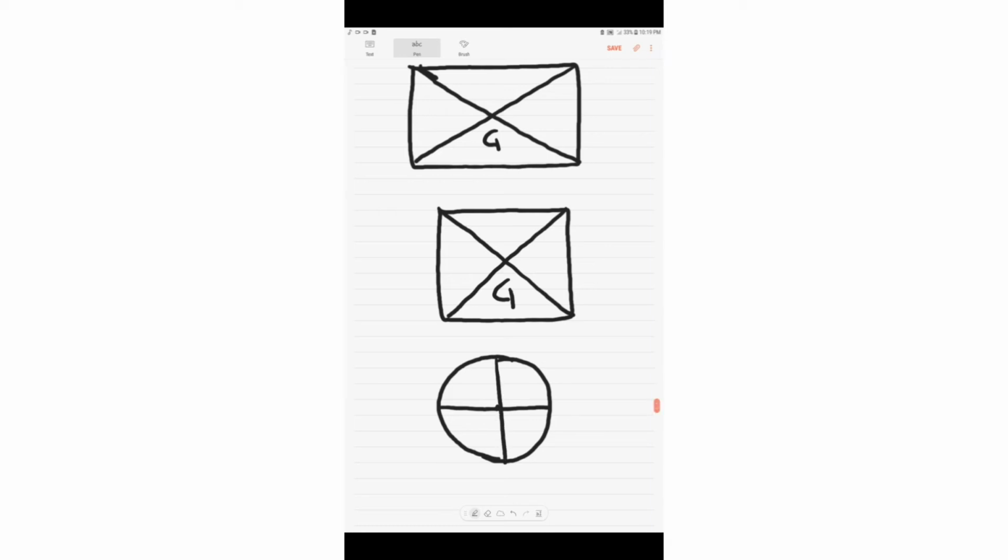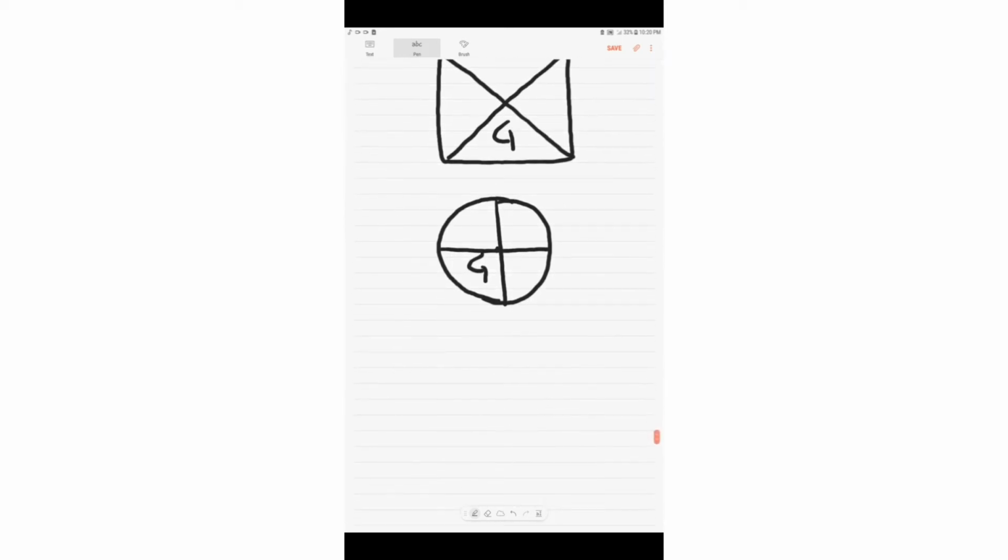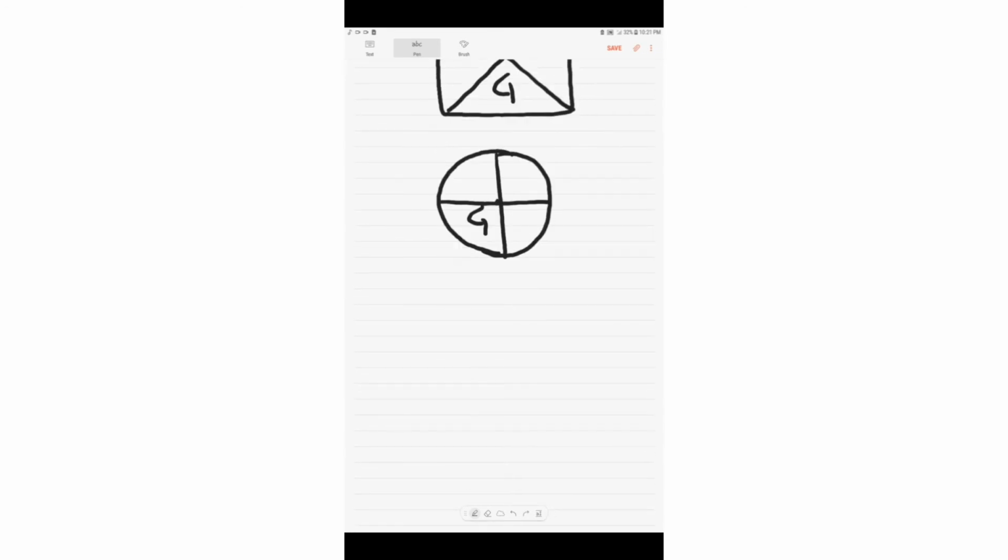Intersection of its medians. So G is the center of gravity of this circular shape object. If the object is triangular in shape, its center of gravity is found by drawing its medians. Median is a line which divides the side of a triangle into two equal halves.